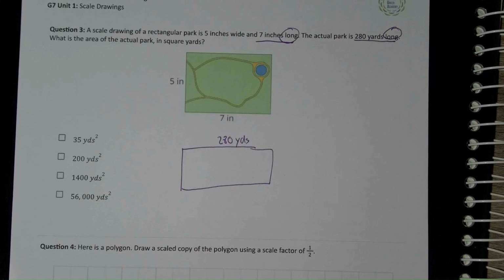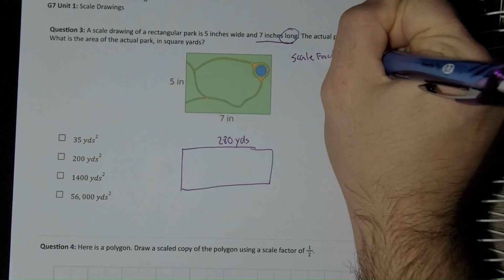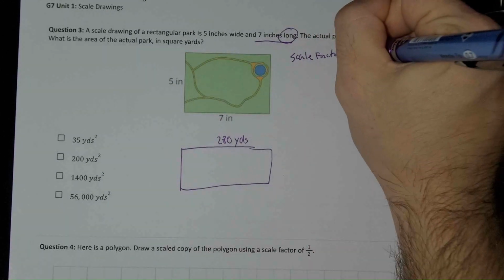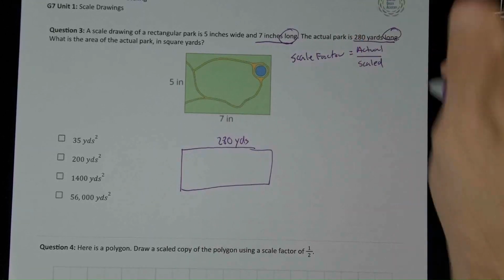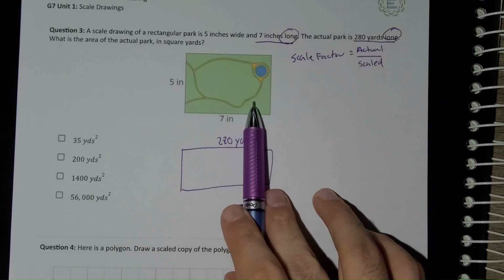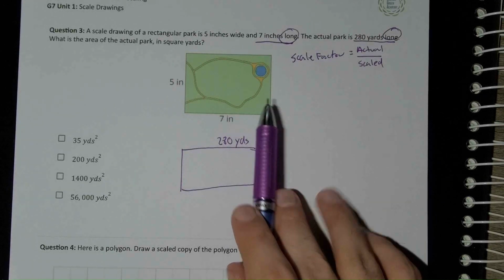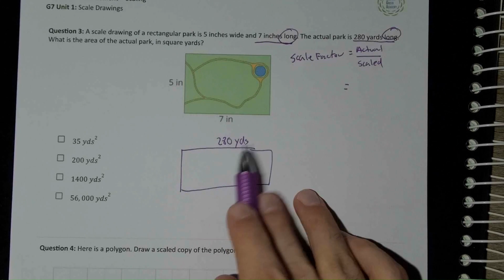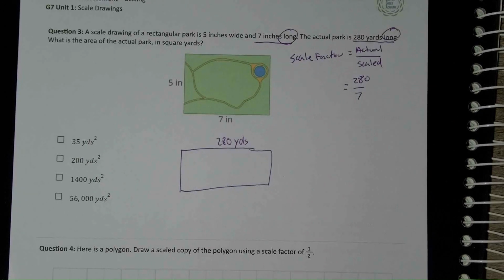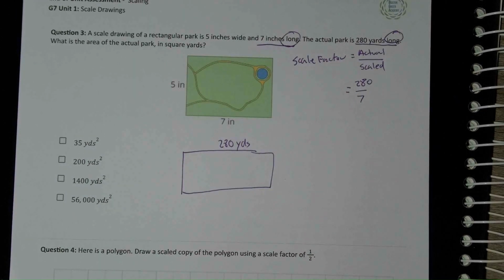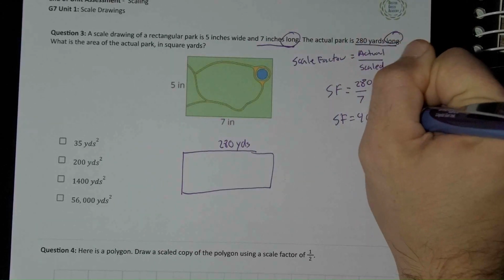And just like our prior problems before, we want to find our scale factor. So our scale factor, in this case, since we're going from a scaled image to an actual image, we want to do our actual over our scaled, right? Because the plans of the park is what's going to influence the actual design. So our actual design depends on the scaled. And so here we have our 280 yards long over 7 inches. Why? Because these are the corresponding sides. And so if we were to put this in our calculator, our scale factor would just equal 40.